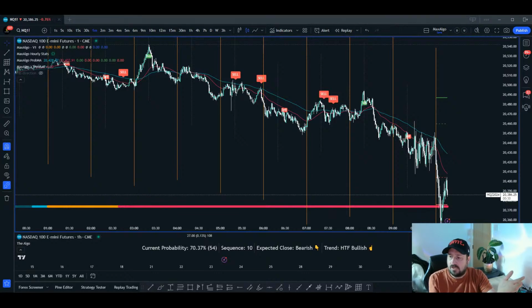How long is a kill zone? What, an hour long kill zone? You can make them. There you go. Or an hour and a half. You can set it to 90 minutes. It gives you the probability of the direction of that kill zone. You're just looking for your entry, which is your fair value gap.